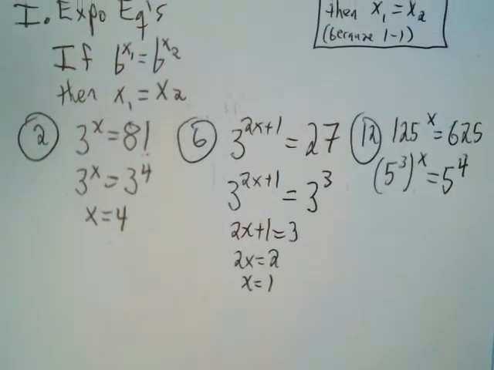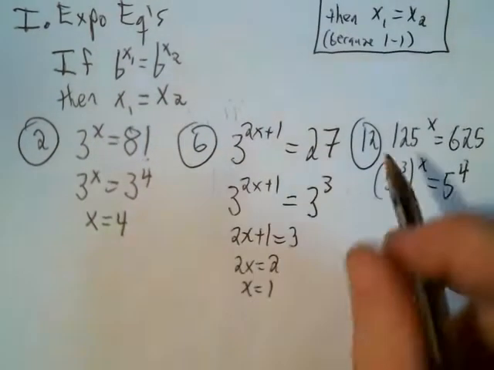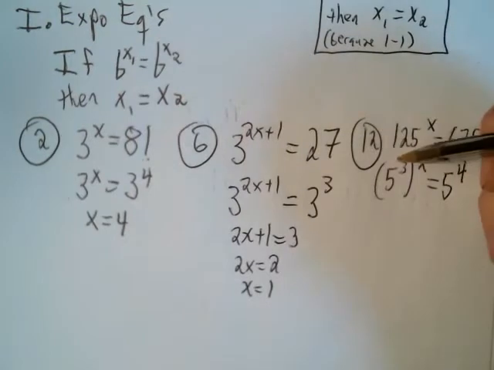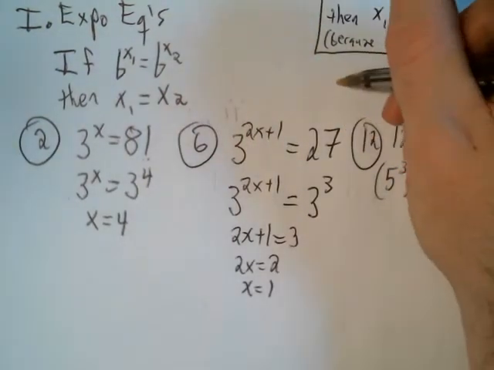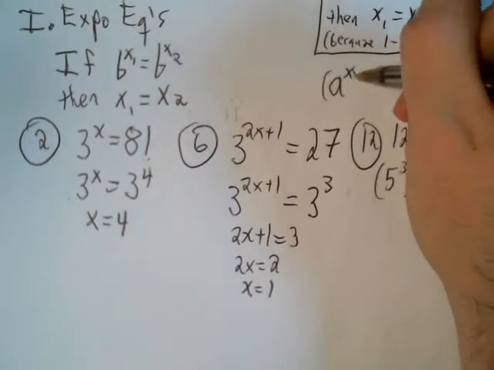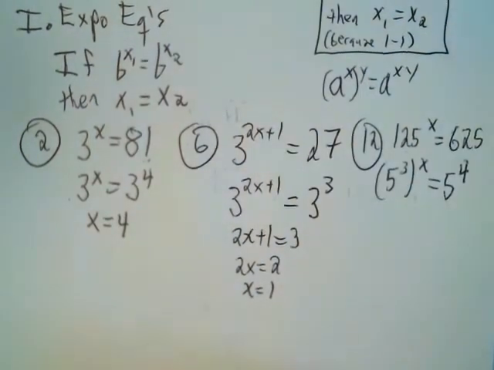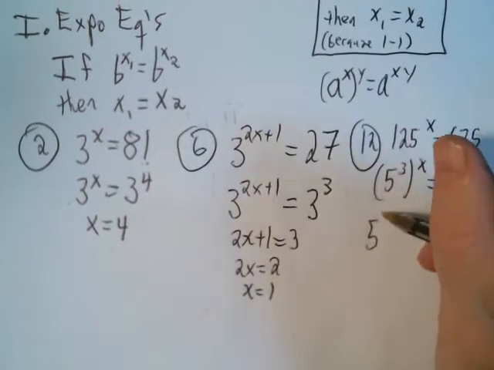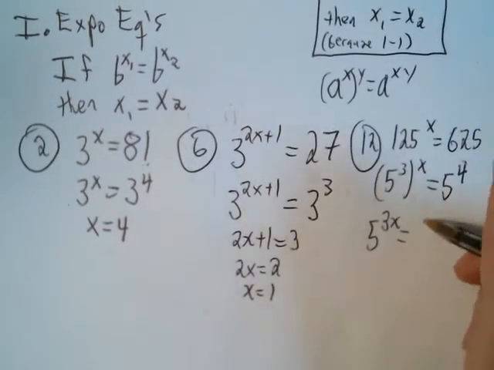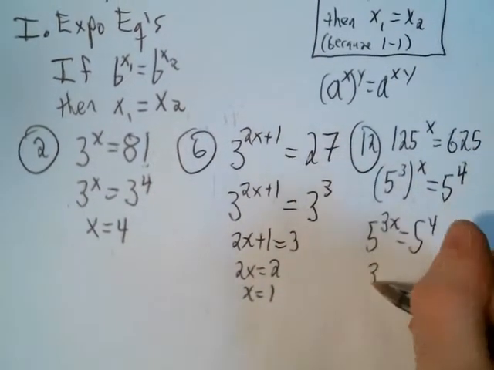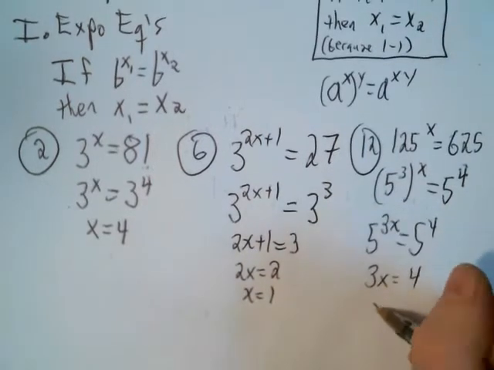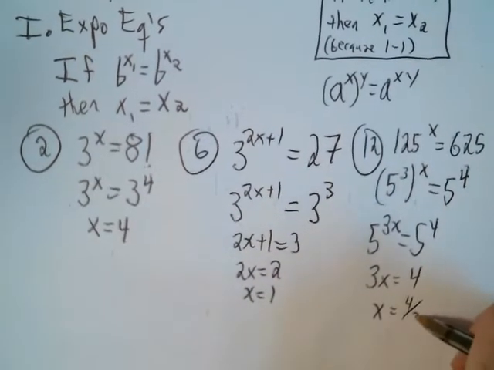Okay. And to equate the bases, we have to use our exponent rule. So remember, if you have a to the x raised to the y, that's the same as a to the x times y. So over here, you have 5 to the 3x, and then equals 5 to the 4th. So finally, you can say 3x is equal to 4. So x is equal to 4/3.